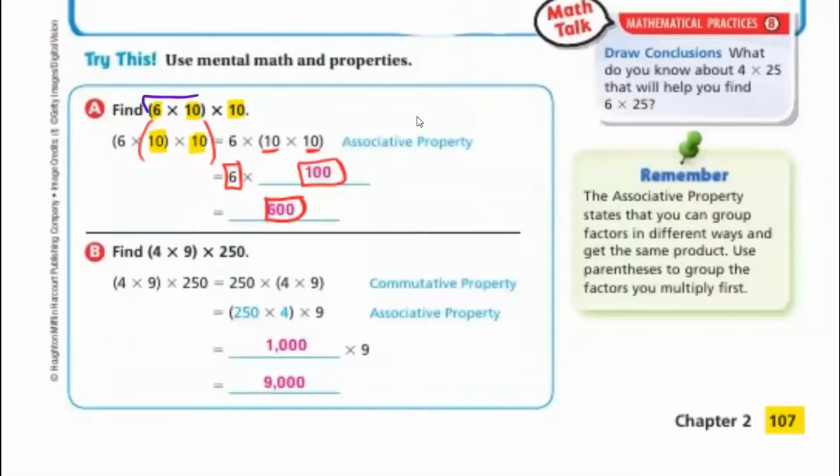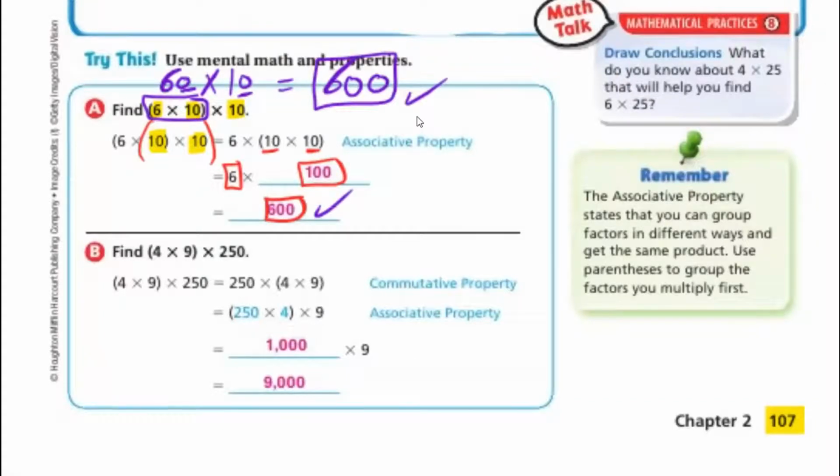Let's see. We have 6 by 10, right? 6 by 10 equals 60, right? And then multiply by 10. So we have 2 zeros here, put the 2 zeros, and 6 by 1 equals 6. So we have the same answer here.